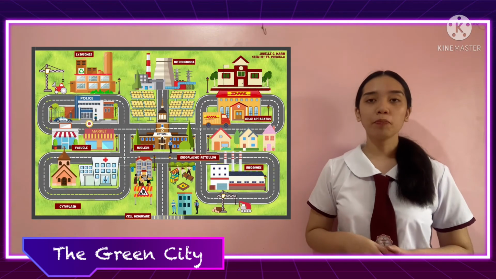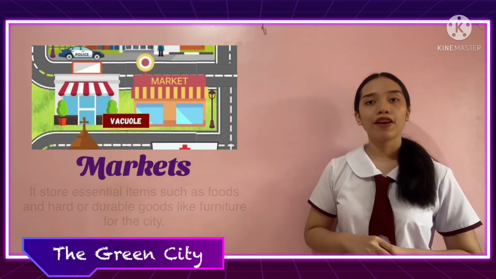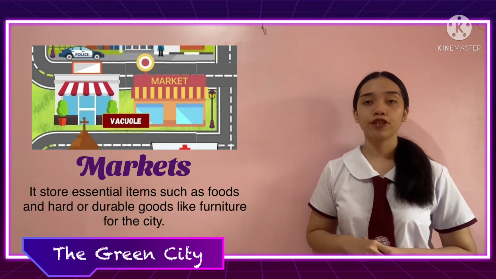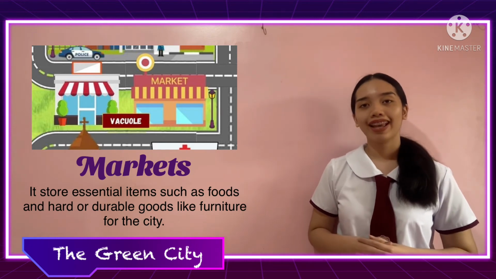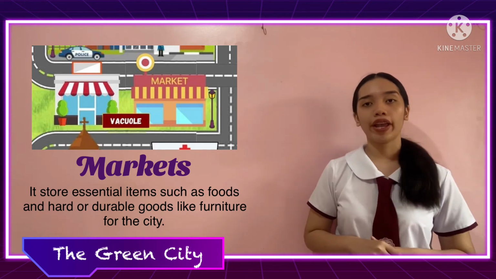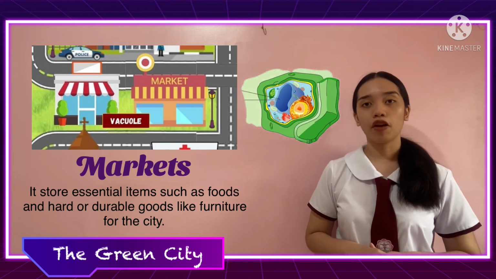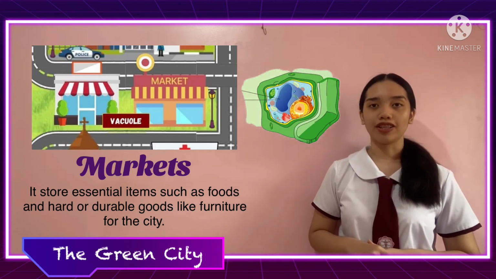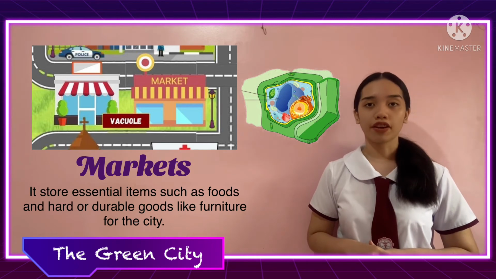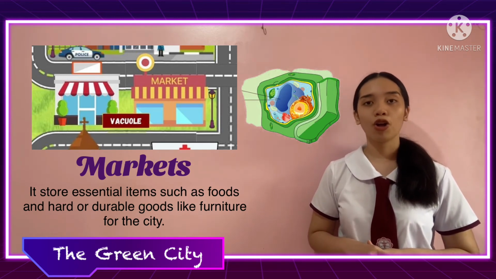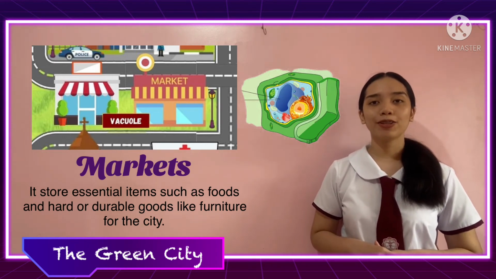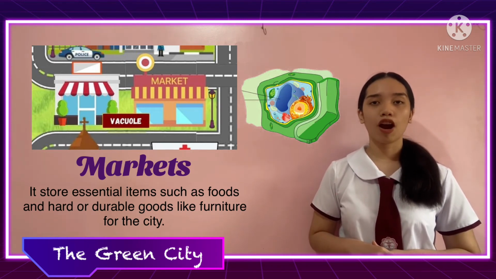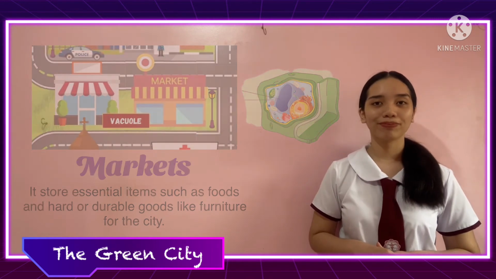Moving on to the other part of the city, we have markets together with their warehouses that store essential items such as food and hard or durable goods like furniture. If we compare it to a vacuole, an organelle of a cell, they have the same function of storing essential materials such as nutrients on which a cell can rely for its survival. The vacuole also disposes of all poisonous and harmful waste inside the cell.